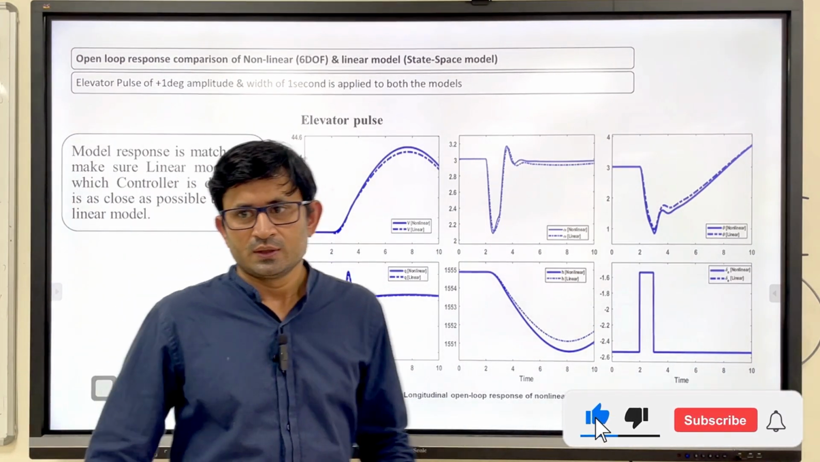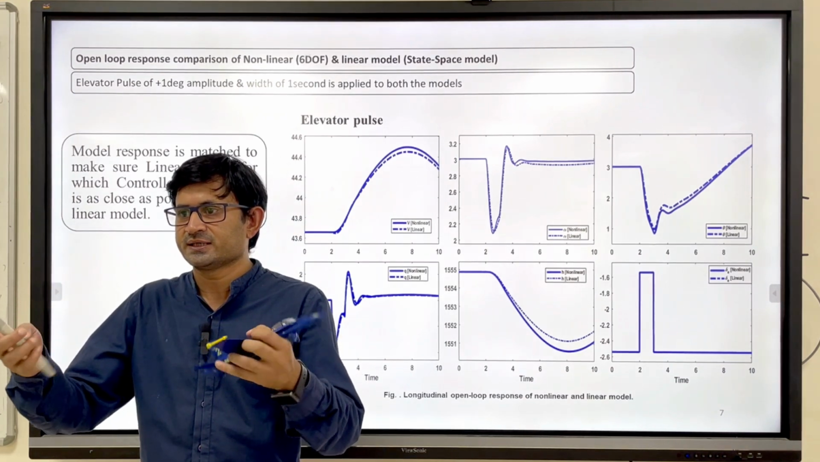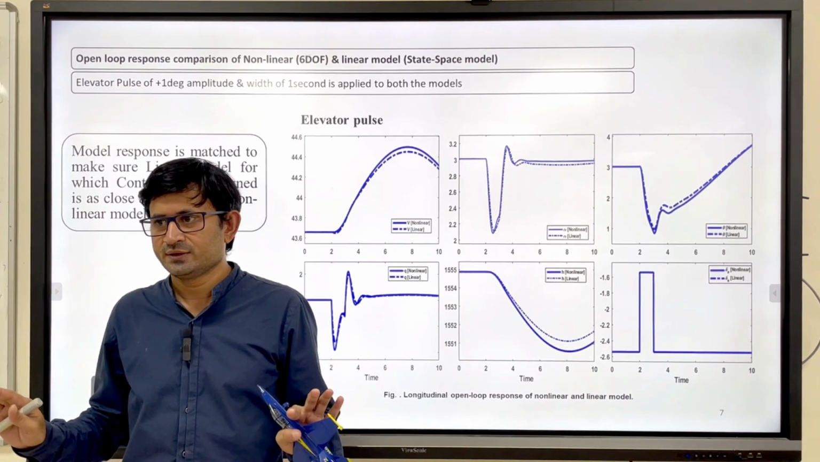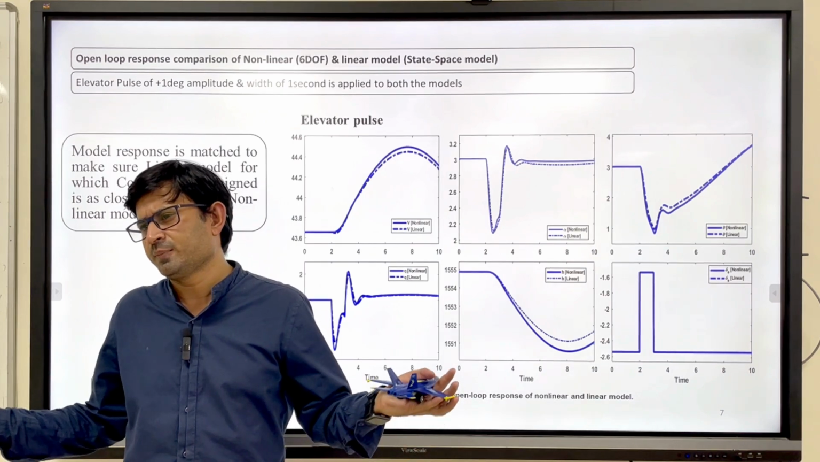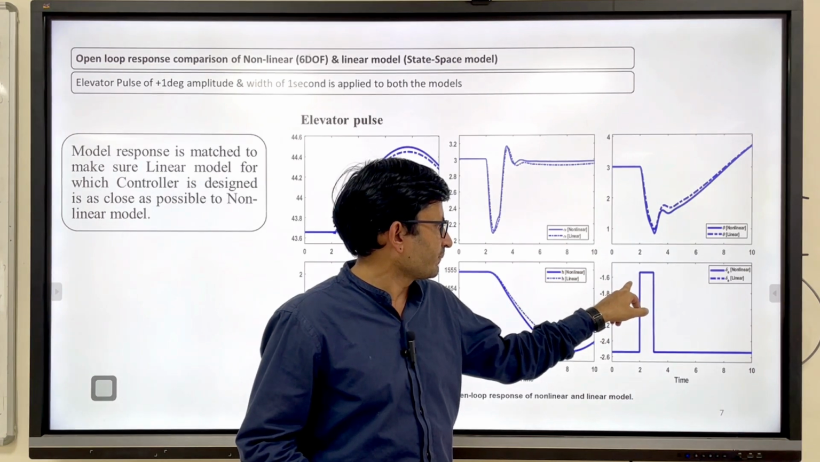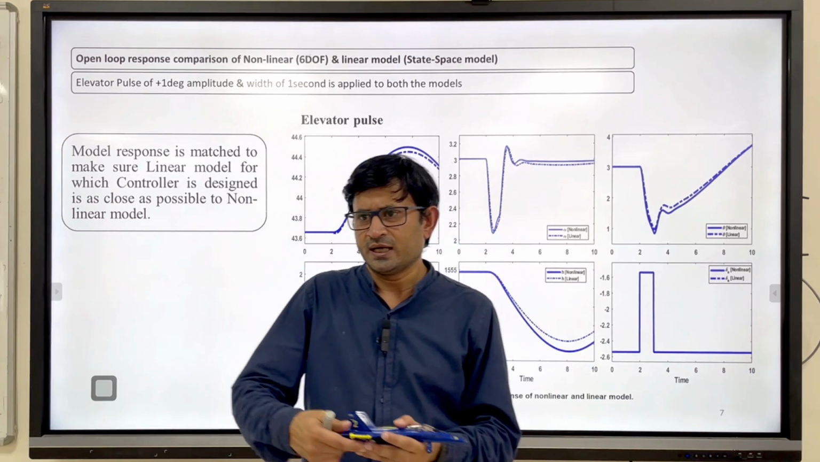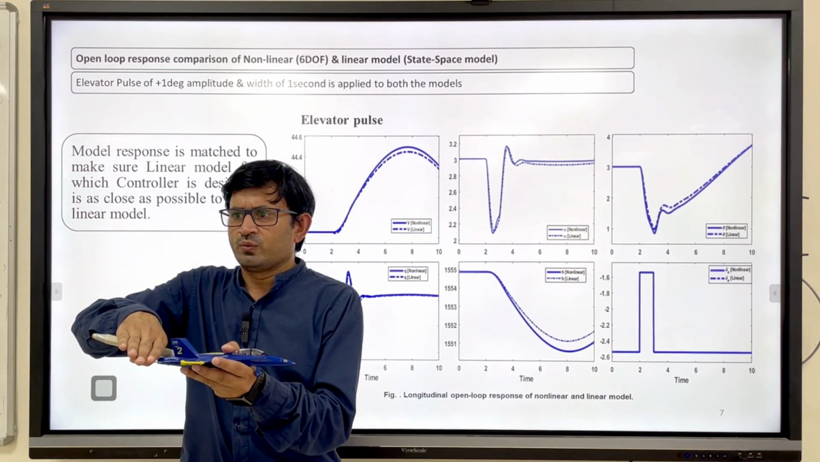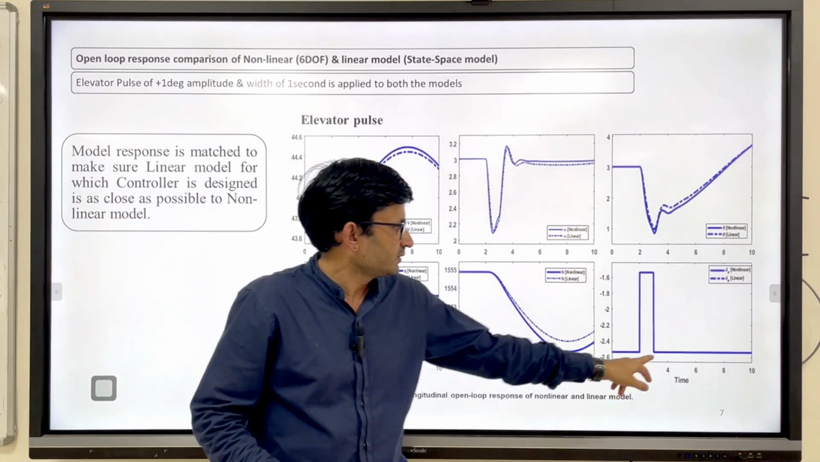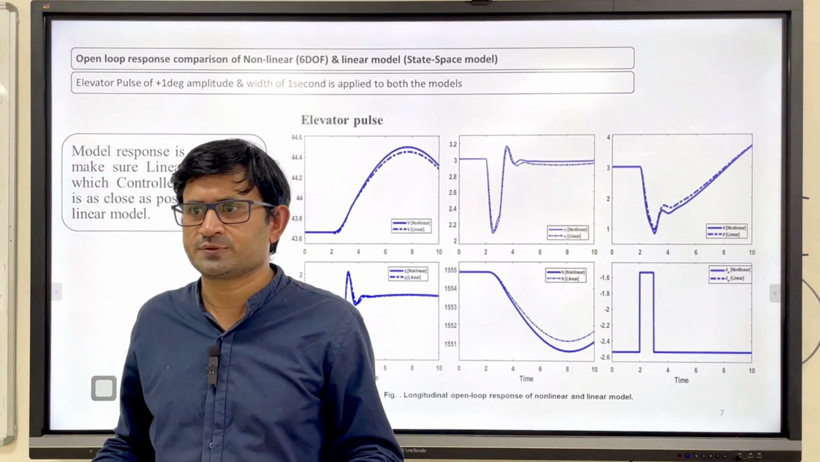Now let's say I have two models, one non-linear and one linear. I will apply the same input. So what is the input here? Elevator, right? I will deflect the elevator, whether up or down, depending upon my interest. I have deflected the elevator up around 1.6 degree for a period of just 1 second, holding it for 1 second and then bringing it back to the original position. When you do this, the aircraft will start responding, right?